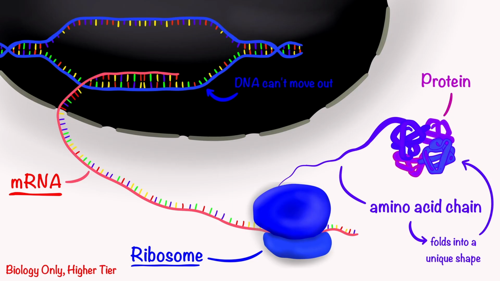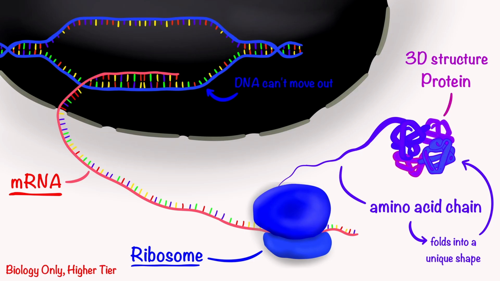The correct amino acids are brought to the ribosomes in the correct order by carrier molecules. Once the chain of amino acids has been assembled, it folds into a unique shape. This folding is crucial. It gives the protein its specific three-dimensional structure, which allows it to perform its particular function. The shape of a protein is directly related to its role in the body.